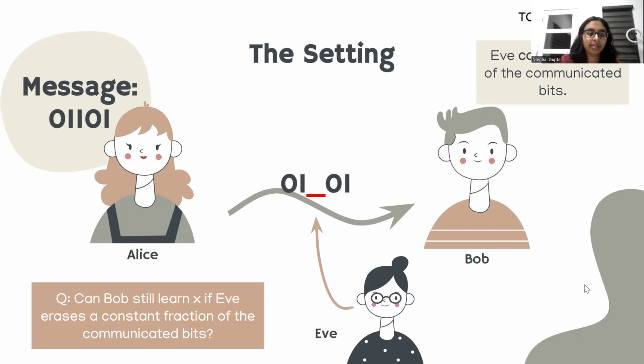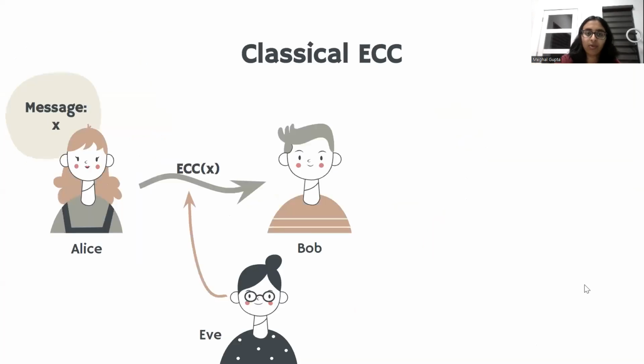So one of the common questions asked in information theory and coding theory is, can Bob still learn X if Eve is allowed to erase a constant fraction of the communicated bits? Obviously, if Alice just sends over the message X directly, then the answer would be no, because the adversary can simply delete one of the bits, and then Bob cannot uniquely determine what X originally was. However, using an error correcting code, Alice, instead of sending her message X directly, sends an error correcting code. Then Bob can decode X even if a small, say 0.1 fraction of the original message was erased.